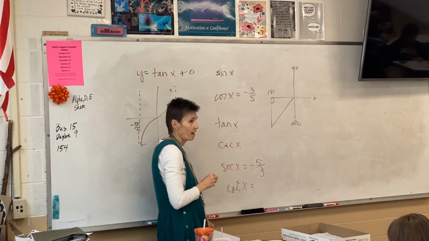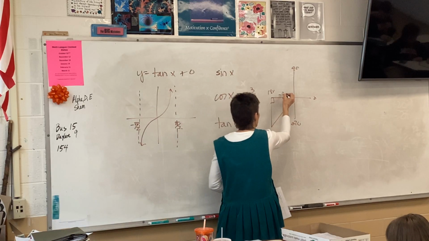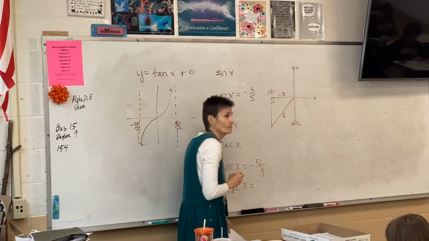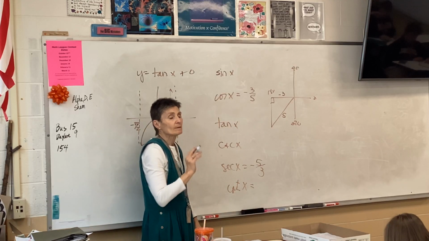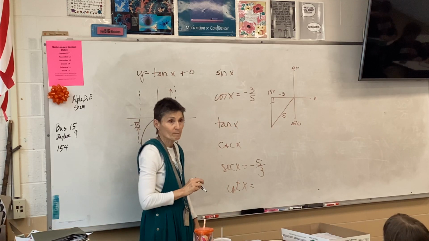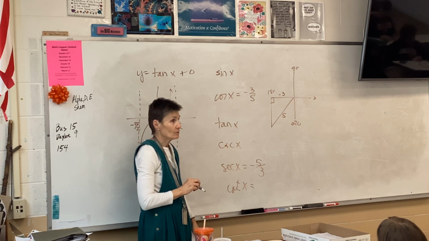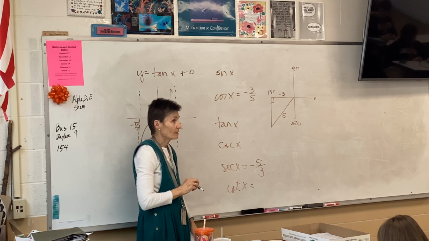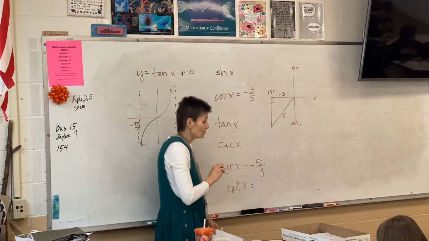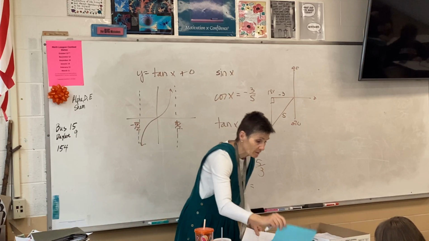And cosine is adjacent over hypotenuse. The hypotenuse will never be negative, right? No negatives on the hypotenuse, ever. Now we'll do the Pythagorean theorem.